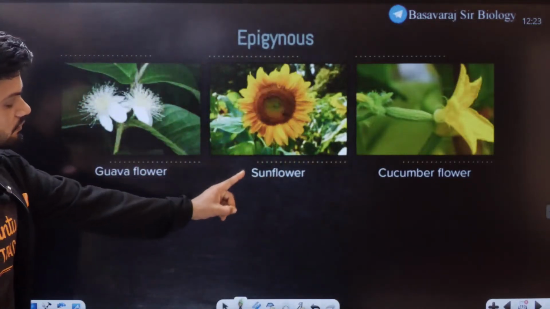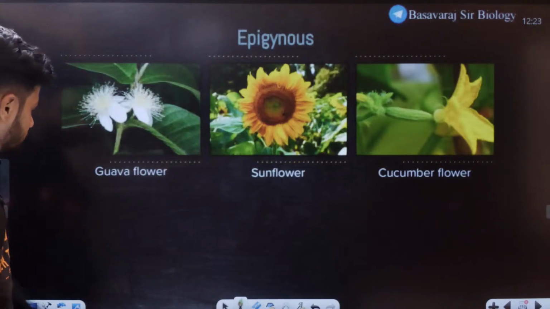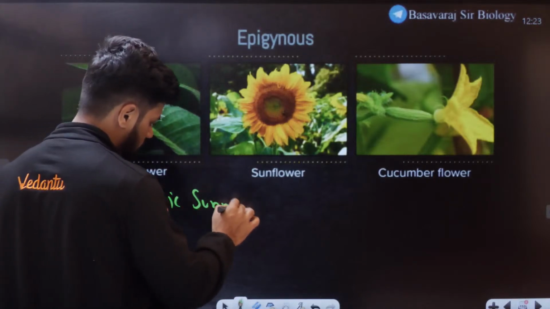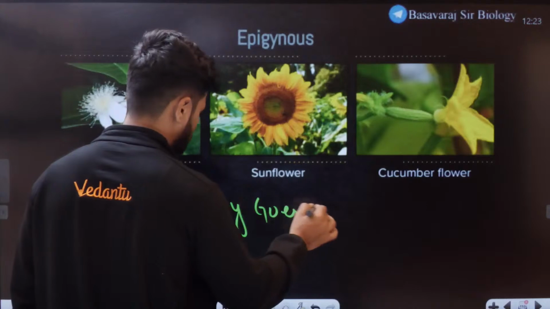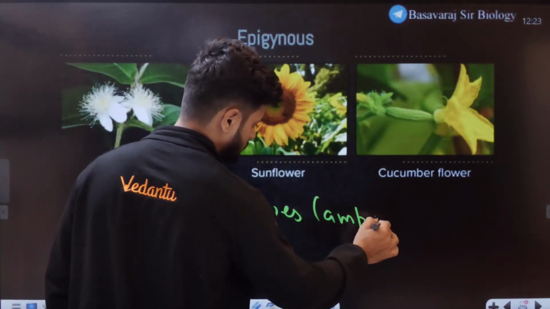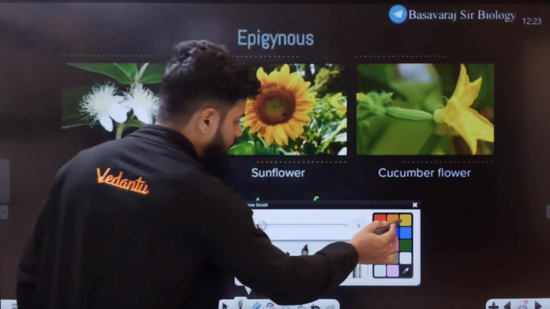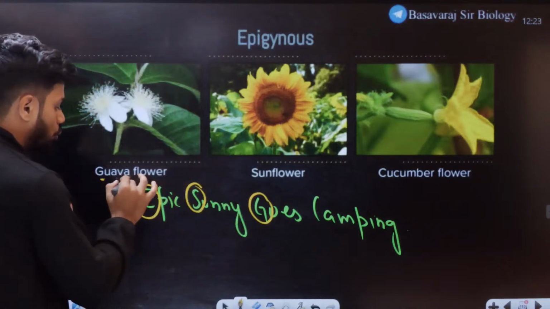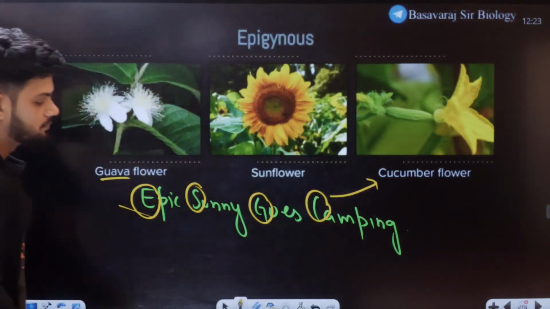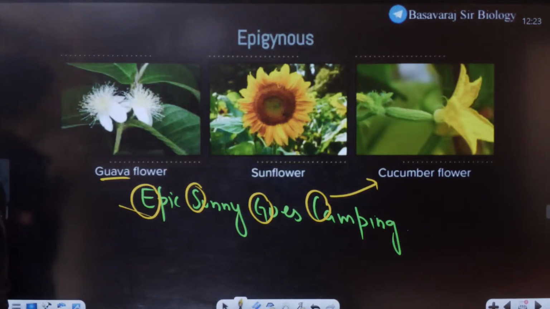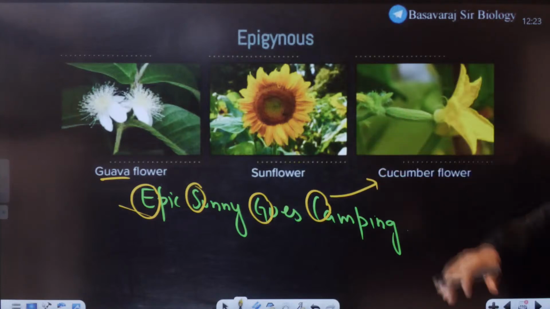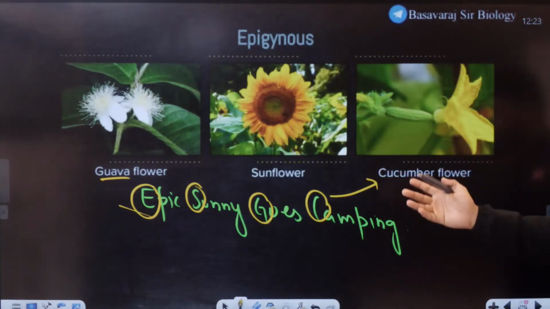Here we have guava, sunflower, and cucumber. Epic sunnies go camping. E for epigynous condition, S for sunflower, G for guava, and C for cucumber. Done. Friends, the mnemonics are so easy, and if you're my student from a very long time, all of these mnemonics are by heart to you, right?